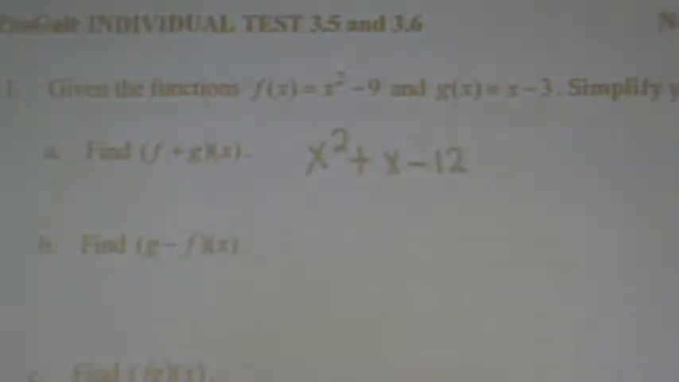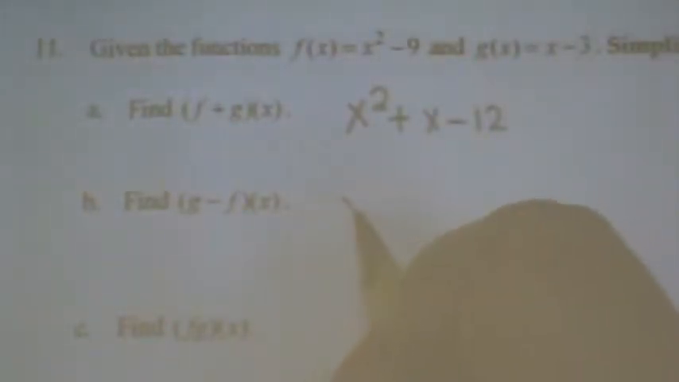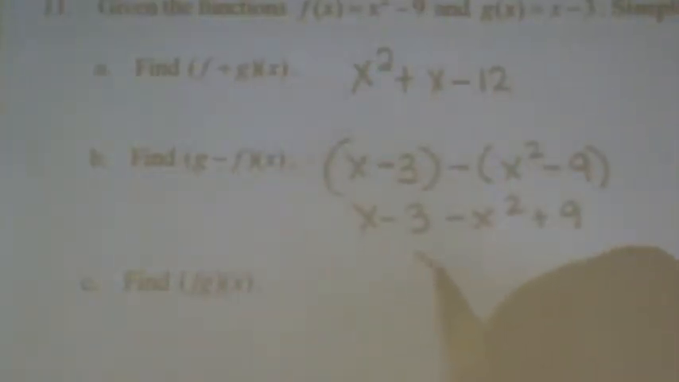That's your answer. Now the subtraction one, make sure you distribute the negative. It's telling you to take g of x and subtract f of x. So just make sure you distribute the negative, and you should get negative x squared plus x plus 6.